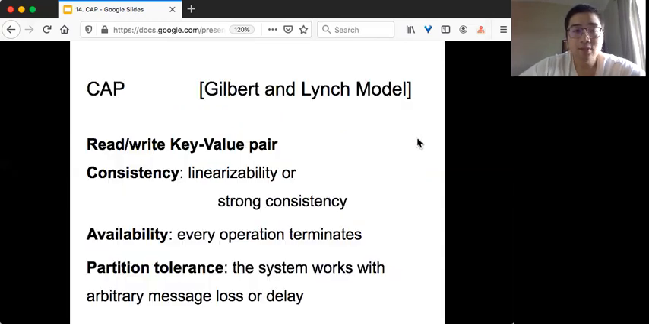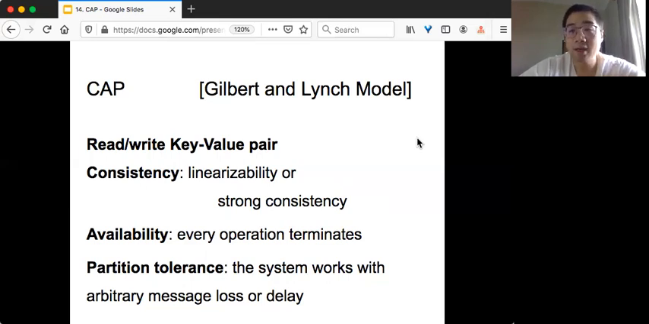Okay, so now we start with the very clean and precise model, following the Gilbert and Lynch paper. Remember that we discussed distributed storage systems, and one of the simplest forms provides read and write operations on a single key-value pair. In the original paper, they model consistency as linearizability, but it can also be used to explain strong consistency, meaning that when you do a read, you have to see the effect of the most recent complete write.